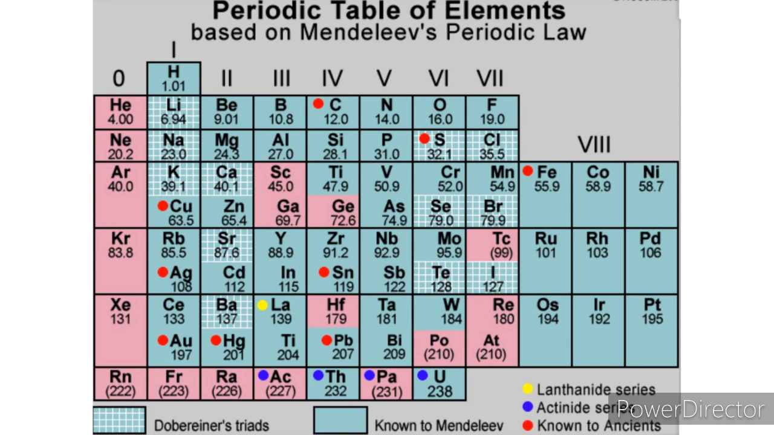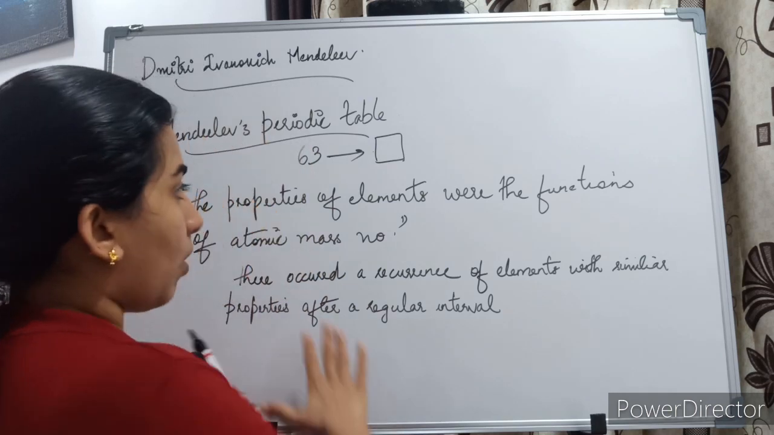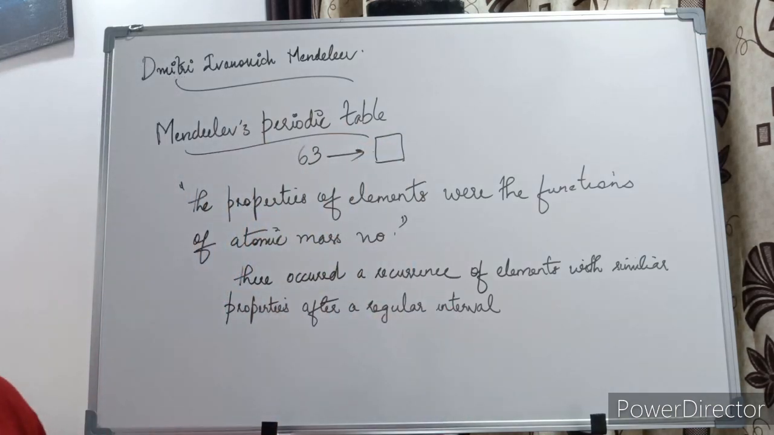Here, considering lithium and sodium. Lithium and sodium are alkali metals, and lithium, sodium, potassium occurred after a regular interval, and all three of these had similar properties. They are alkali metals and their valency is 1. Same as fluorine, chlorine, bromine and iodine, they are the halogen family and they occurred after a regular interval of time. So this was all about Mendeleev's periodic table.